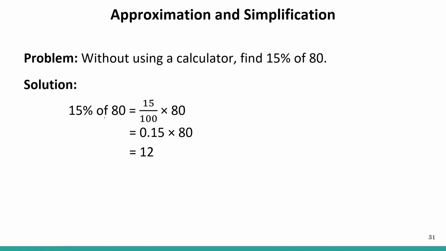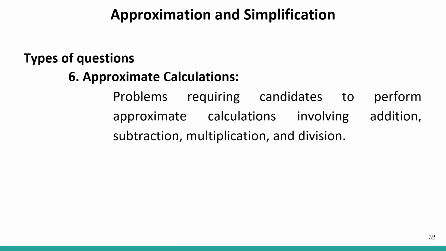Okay, so 15% of 80, in the step-by-step solution, is 15 by 100 into 80, so 0.15 into 80, that is actually equal to what? 12. Okay, so let's see the type of questions. That is the sixth kind of question, that is on approximate calculations. Problems requiring candidates to perform approximate calculations involving addition, subtraction, multiplication and division.